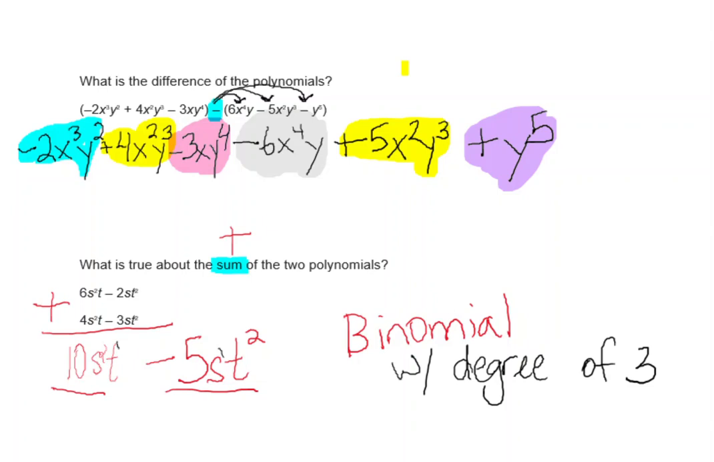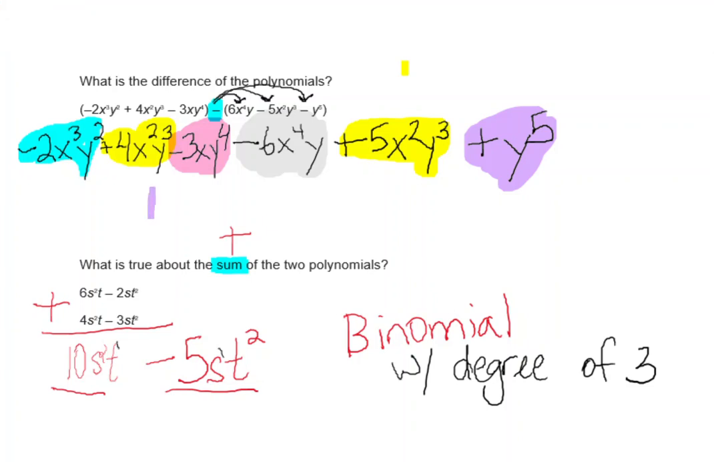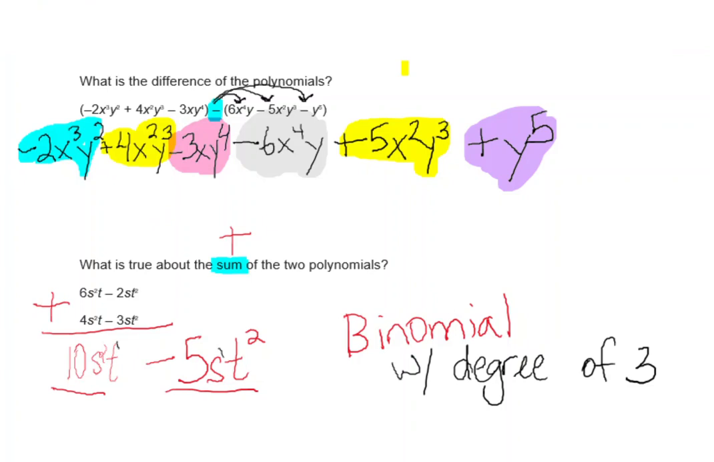So now we want to combine our like terms. The only like terms are the two that we highlighted in yellow, and then everything else stays the same. So that's a +4 and a +5. So that's a +9. When we add positive 4 and positive 5, we get positive 9x squared y cubed. That has a degree of 5.